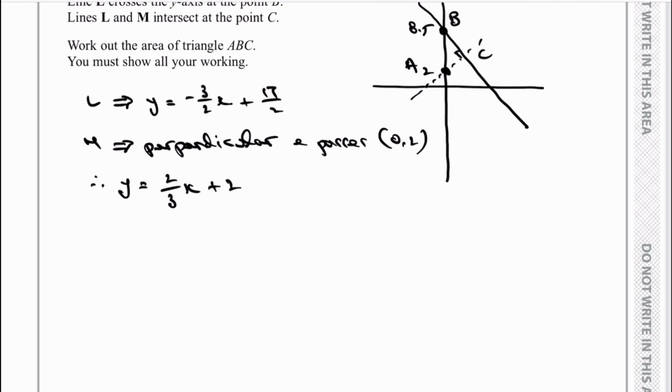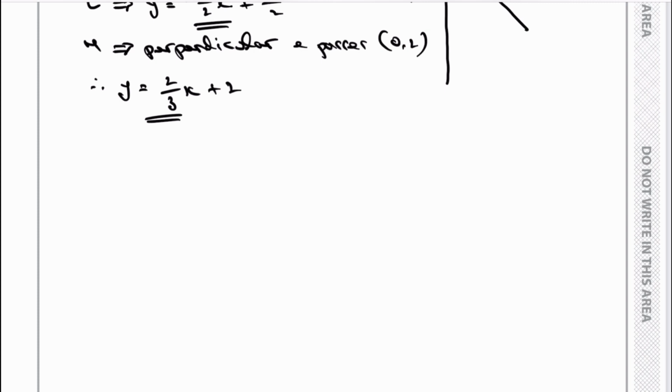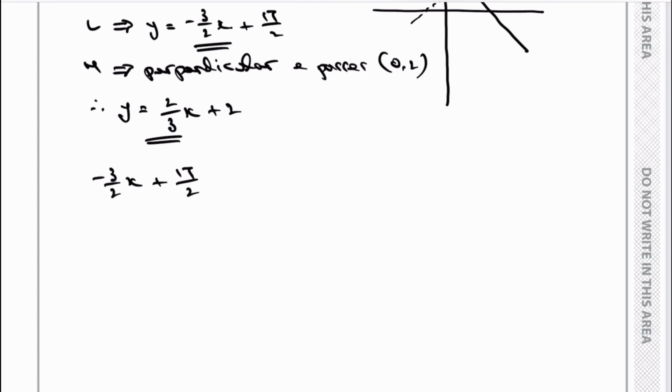So now I've got the equations of two of the lines, one of which is this one, and the other of which is this one. And then I need to find point C. Now, at point C, both of the values of y are going to be exactly the same. So I can say the two equations are going to be equal. I can write that as -3/2 x + 17/2, which is the equation of line L, the one right at the very top here, equal to 2/3 x + 2, which is the equation of line M. Then it's a case of using this information to find the value of x.